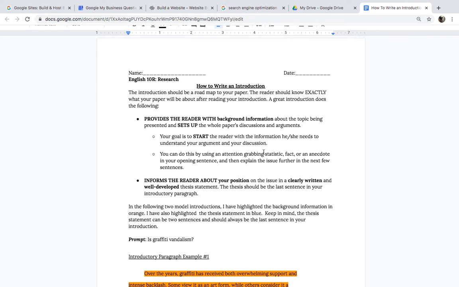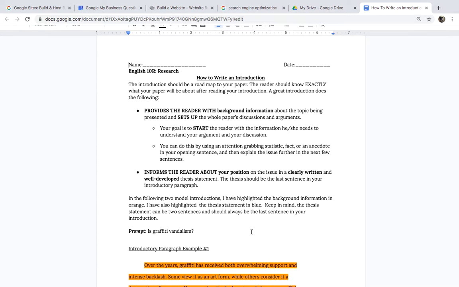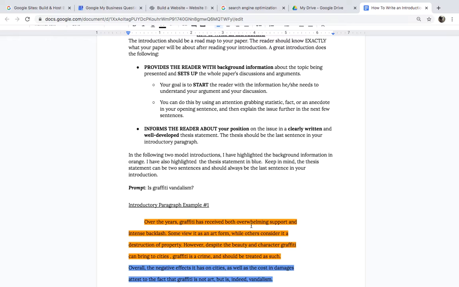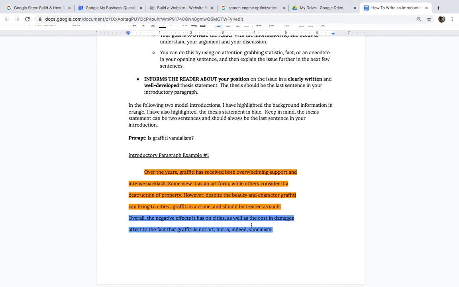Okay, so I've given you 2 model introductions, okay, and I've highlighted the background information in orange, and I also highlighted the thesis statement in blue. Keep in mind that a thesis statement can be 2 sentences, although it is a lot easier and more clear to make it in one, and it should always be the last sentence of your introduction. Okay, so for this essay, the prompt was, is graffiti vandalism? Okay, and this is right from the Regents exam.